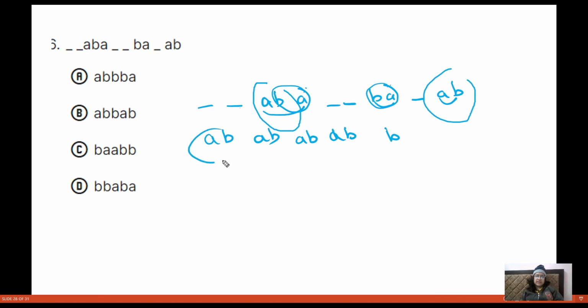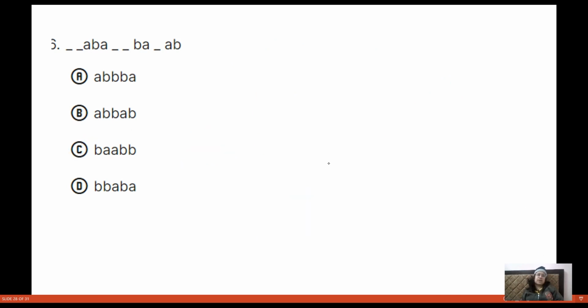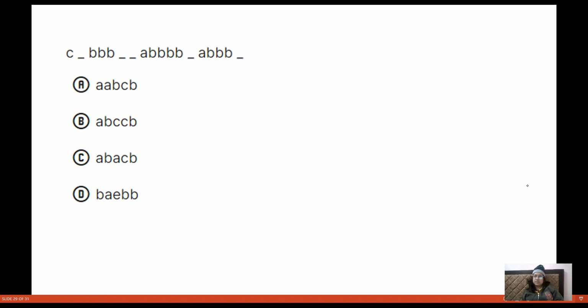So here I have to fill AB, here I have to fill BA and here I have to fill B. So my sequence is A, B, B, A and B. Is there any sequence like this? Yes, there is a sequence like this. So if I am able to observe in a simpler question, then definitely I will be able to do it.